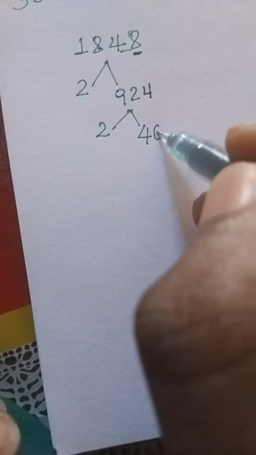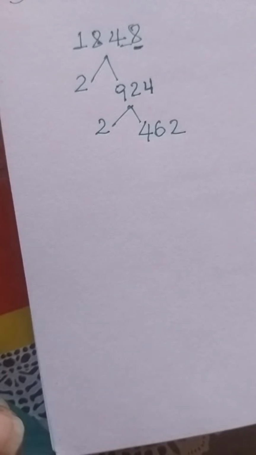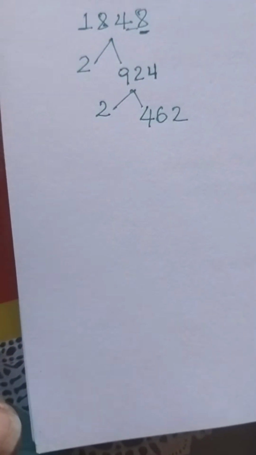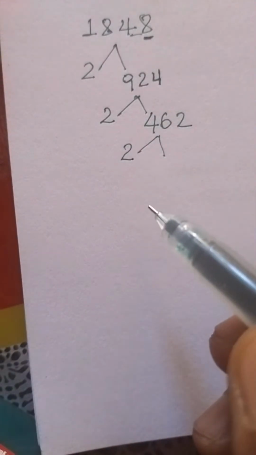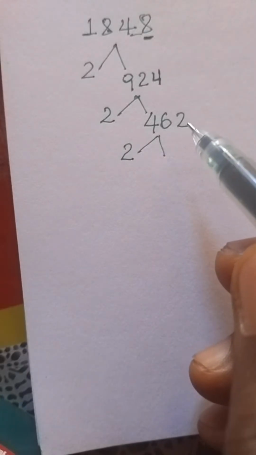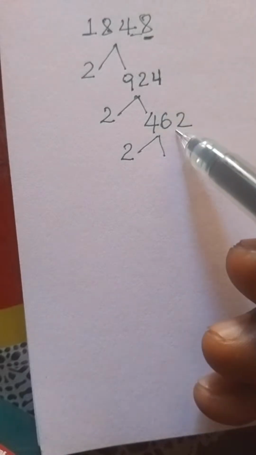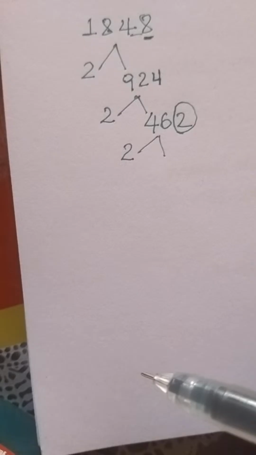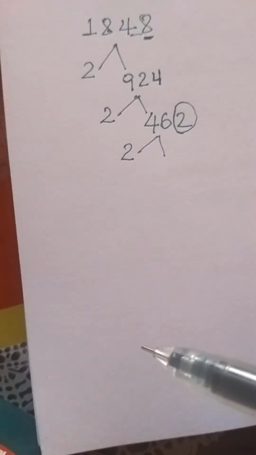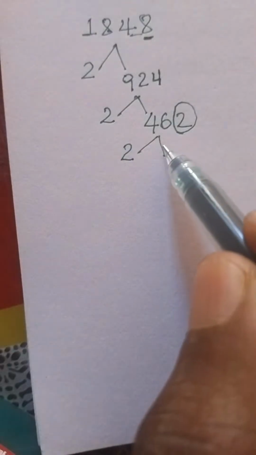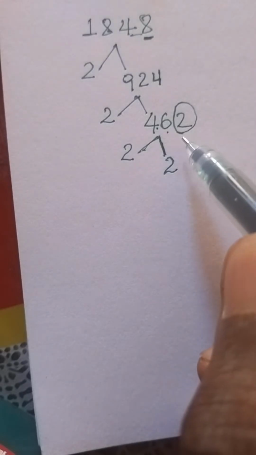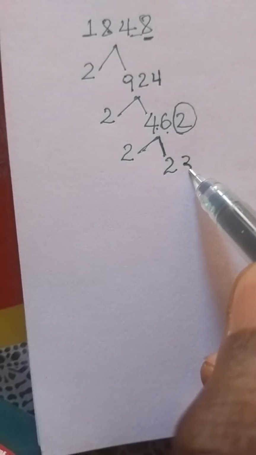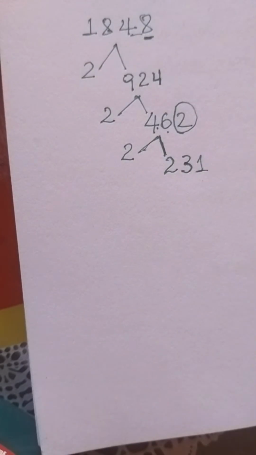So 462 is the product. Let's continue. Is 462 divisible by 2? Yes, again it is divisible by 2. How do I know? Because the last digit is an even number. If it is an even number, it can be easily divided by 2. So divide this, 462 divided by 2, I think 231. Yeah, I think it is 231. Okay, come on, my beautiful student.